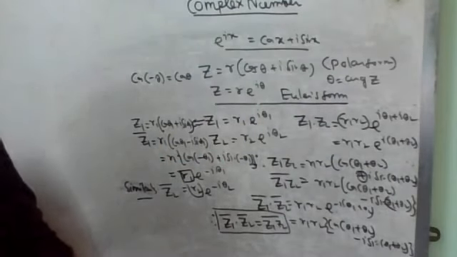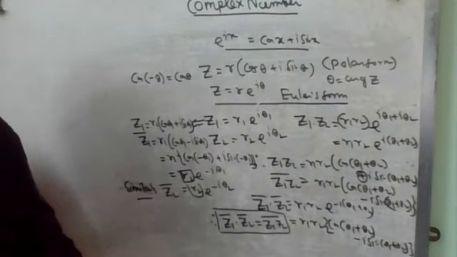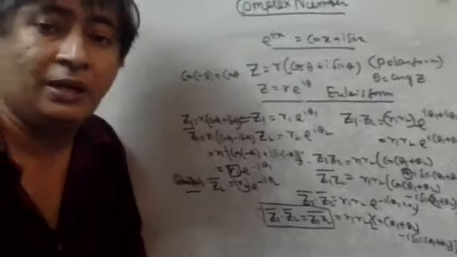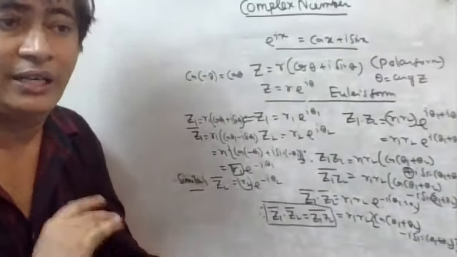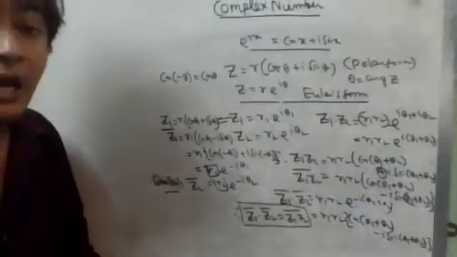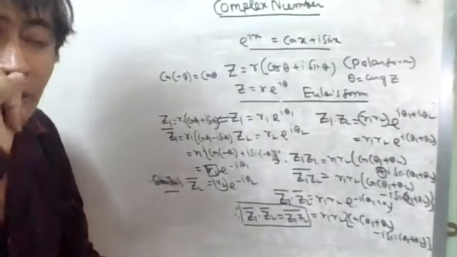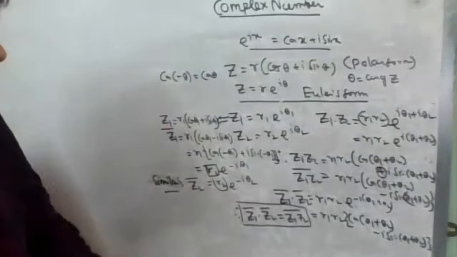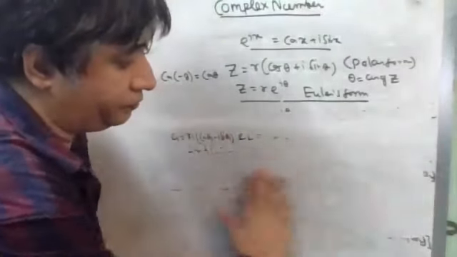Now division. Division is the special privilege of complex numbers. It is not allowed in vectors and coordinate geometry, only in complex numbers. That's why complex number is one step ahead, an advanced version of vectors and coordinate geometry. You see, division.